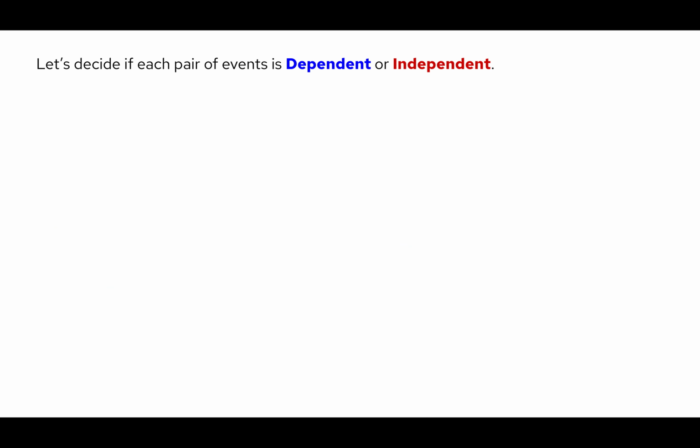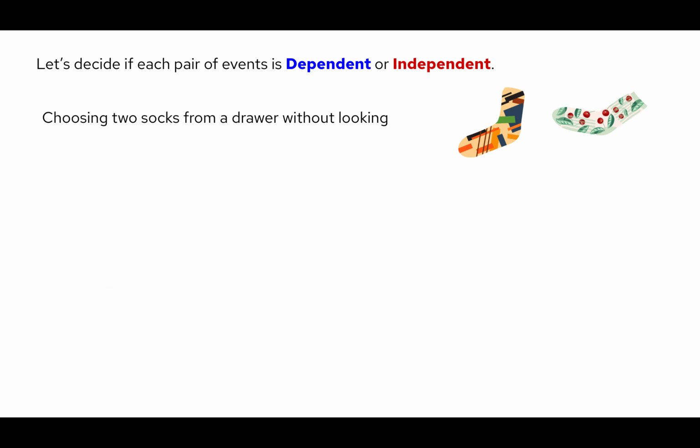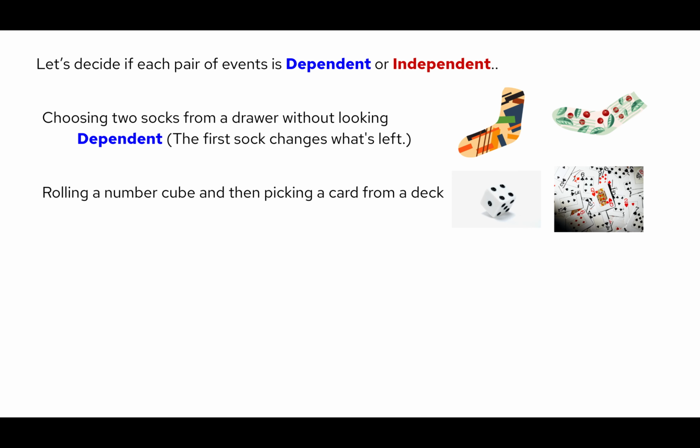So let's decide if each pair of events is dependent or independent. You're going to choose two socks from a drawer without looking. That's going to be dependent, because the first sock changes what's left, because you're not replacing that sock. You're going to roll a number cube and then pick a card from a deck. And that's independent. One does not affect the other.